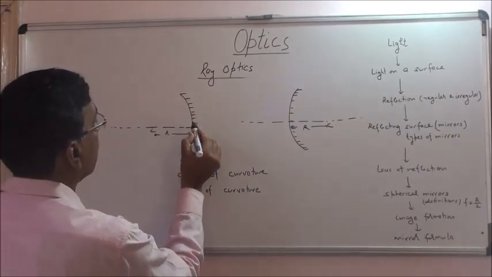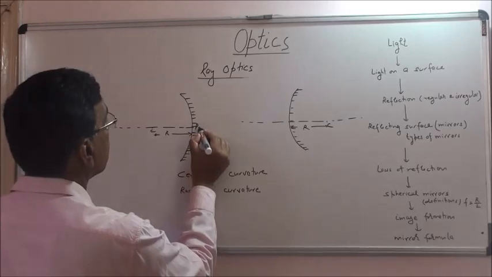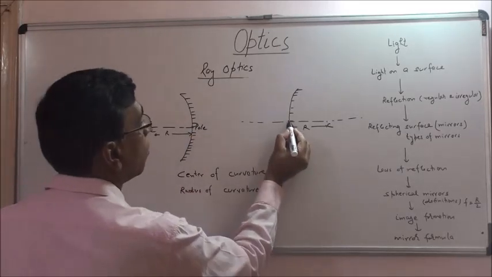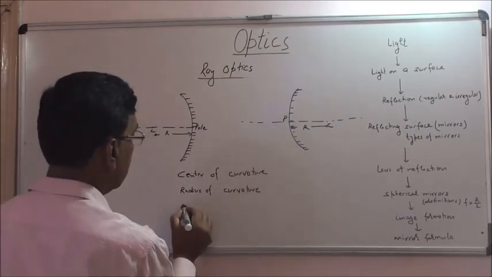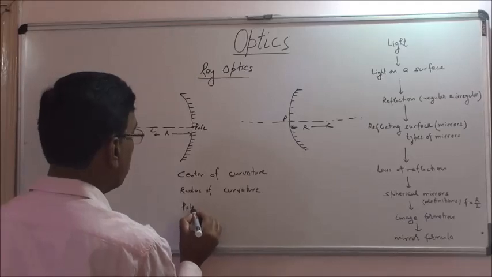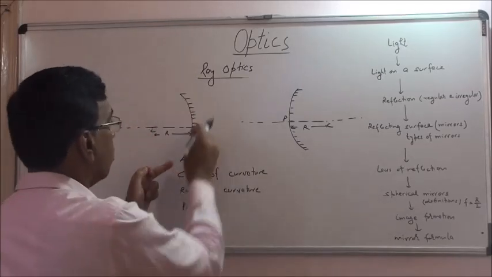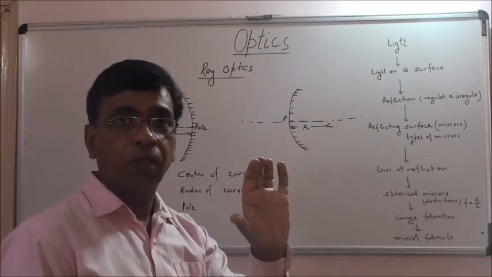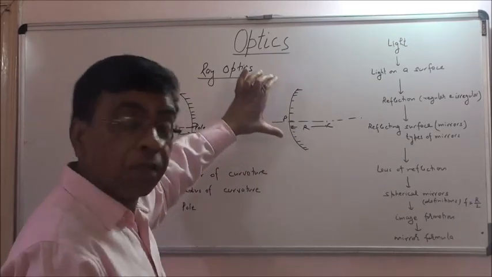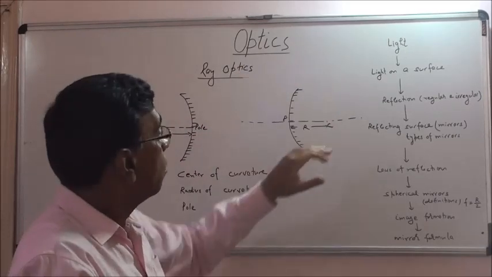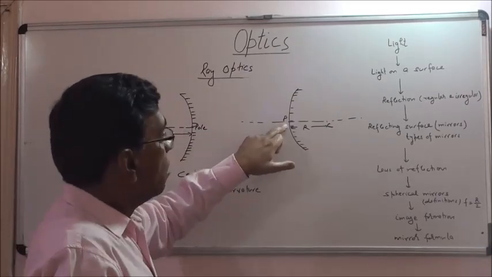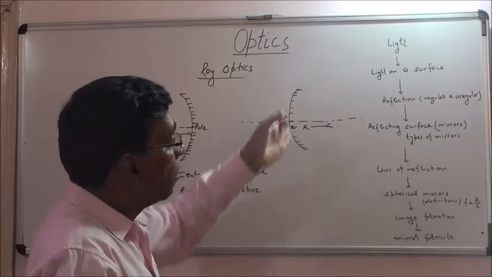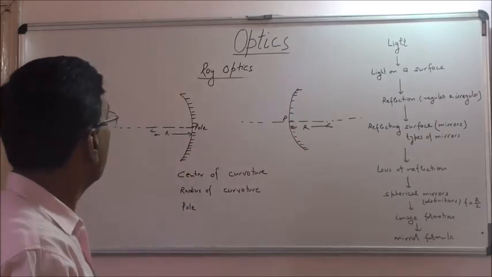And then this point, we denote it by P. This is the pole. So we can say the center of that part of the mirror, of that sphere which we are using as a mirror, is the pole.